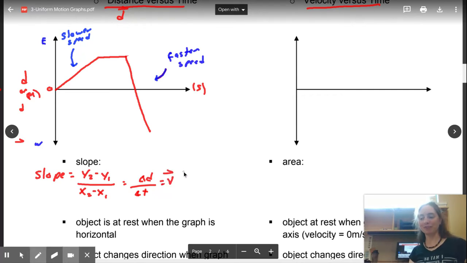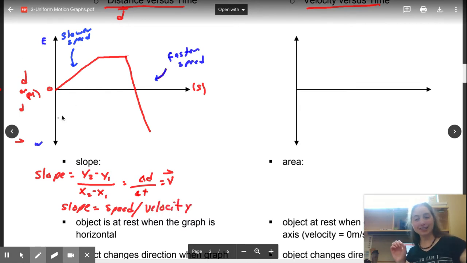Okay, so ladies and gentlemen, your slope is going to equal your speed or velocity on a distance time graph or a displacement time graph, okay? So that's super important. So if I give you a graph like this, and I will, and I say calculate the speed at this time, what I want is the slope, all right?